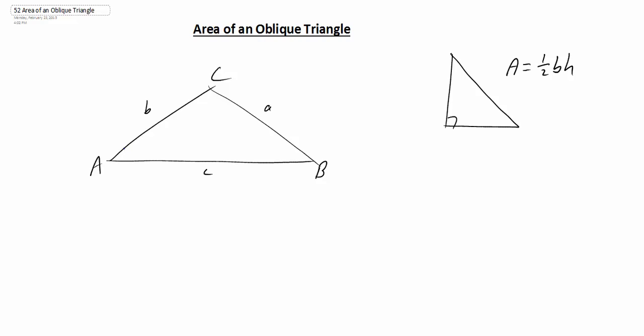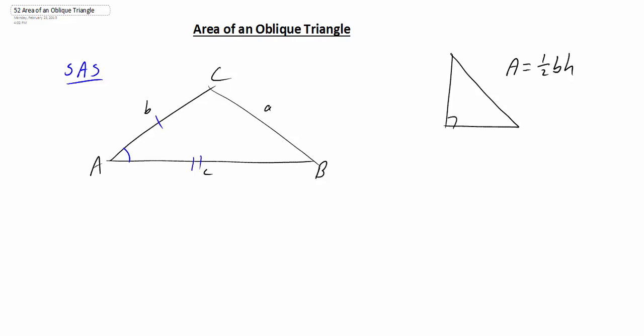So in other words, if we know angle A, and if we know side B and side C, what that means is we know side, angle, side. If we know two sides and what we would call the included angle, which is the angle A here, the angle that's formed from the two sides, B and C, then we can easily find the area of the triangle.